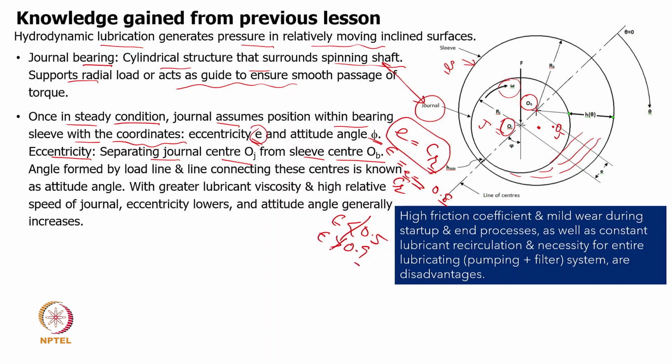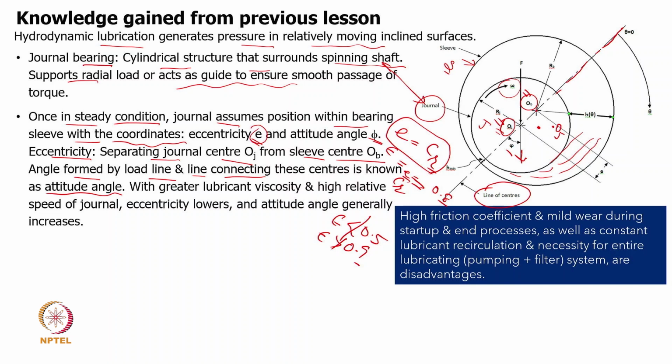If it is more than 0.9, again there is a chance of eccentricity when the journal surface is touching the bearing surface. Another term we use is attitude angle. What is attitude angle? We say it is the angle formed by the load line and the line of centers. This is the line of centers, because it is joining O_B and O_J. That's what has been written here, line of centers, and this is the load line. Whatever the angle between these two, it will be known as attitude angle, and that makes a coordinate of the journal position.